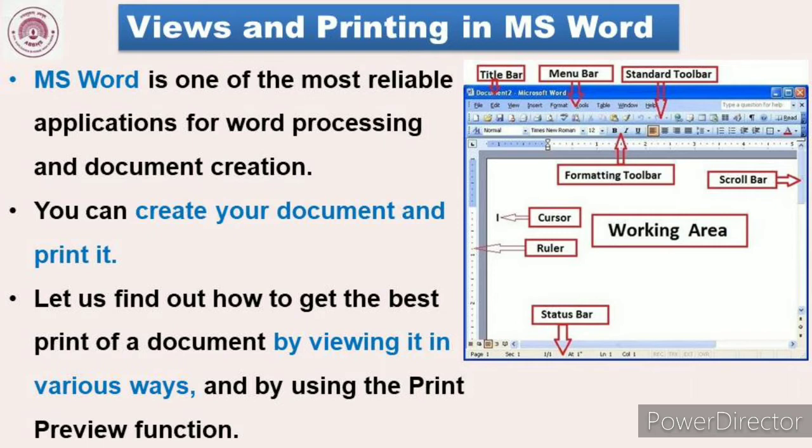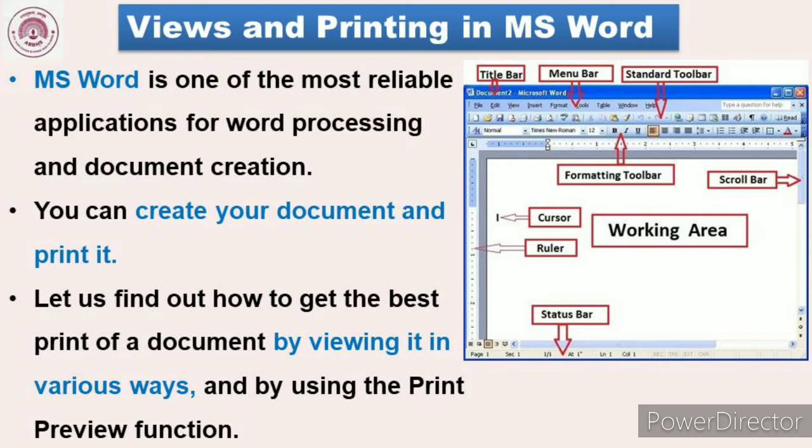Below that we have a formatting toolbar. Now in the formatting toolbar we can change the font size, you can make your text bold, italic, underline, you can align it left, center, right, etc. Then on the right side you can see a scroll bar. With the scroll bar you can go up and down and view your document.